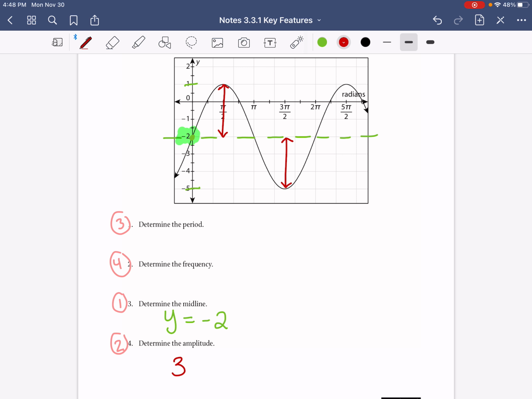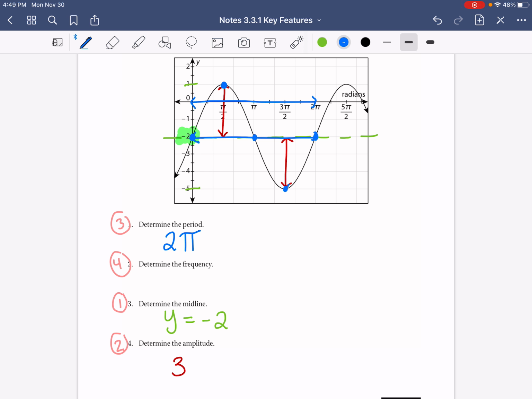Then I'm going to determine my period. My period is how long it takes to complete one curve. So I start at the midline. That means it's a sine curve because it starts at the midline. You go up to the maximum, down to the midline, down to the minimum, up to the midline. How far is that horizontal distance? It took us 2 pi to complete one curve. The horizontal distance to get to those 5 critical points was 2 pi.